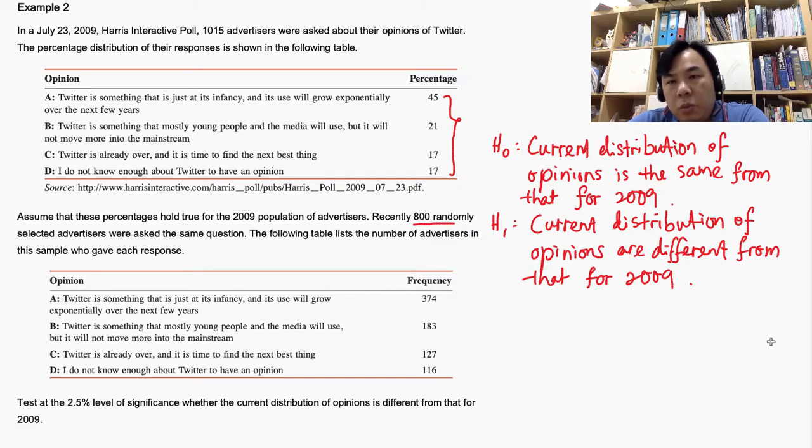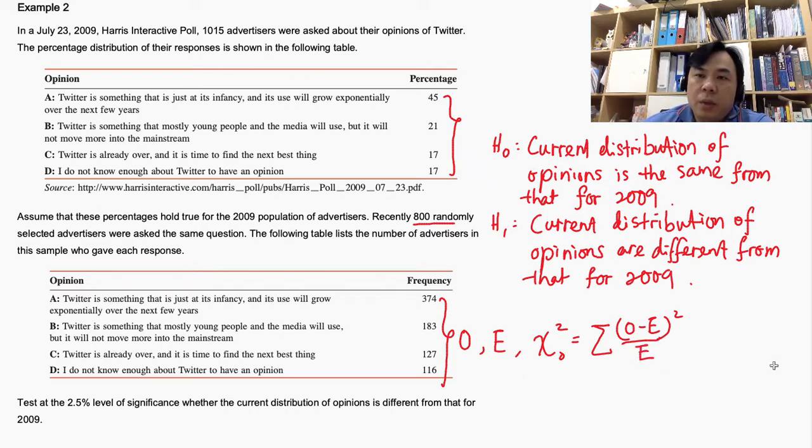As usual, for the second step, you would be able to recall we have already collected the observed frequency. Now we need to determine the expected frequency. And then lastly, we will need to tabulate the observed chi-square again. So I'm going to rewrite one more time the formula for this, which is this one here. And then again, we're going to refer to our critical chi-square value and make a statistical decision as to whether the current distribution of opinions remains the same or is different from that for 2009.